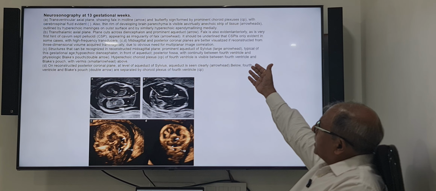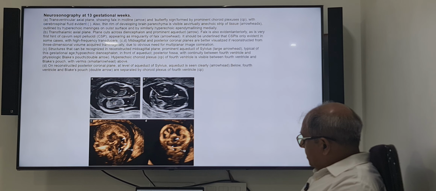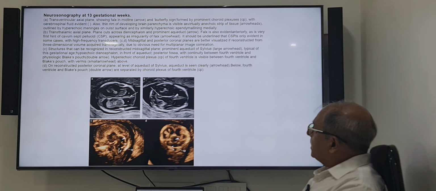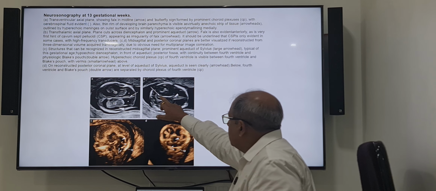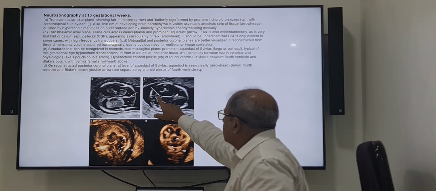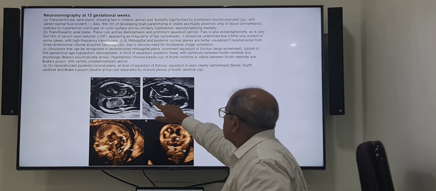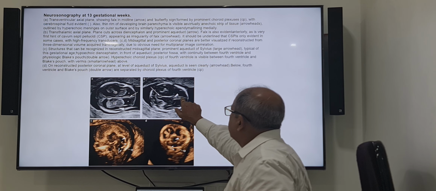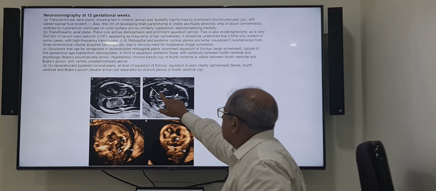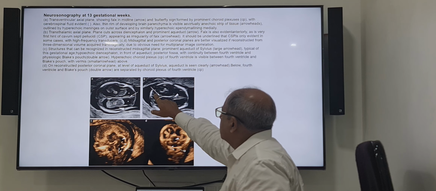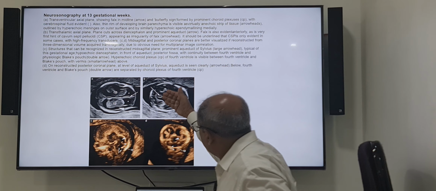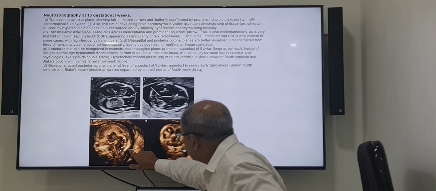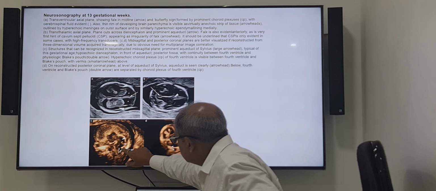You can go into that publication, and it has been given in the ISUOG guideline very nicely, and we can do that while doing the NT scan. We can see these things. This is the aqueduct of Sylvius, this is the falx, thalamus, midbrain, this is the cisterna magna, and this is the formation of the choroid plexus of the fourth ventricle. It's the same way in a section. This is the choroid plexus of the fourth ventricle. This is the developing cisterna magna and fourth ventricle.